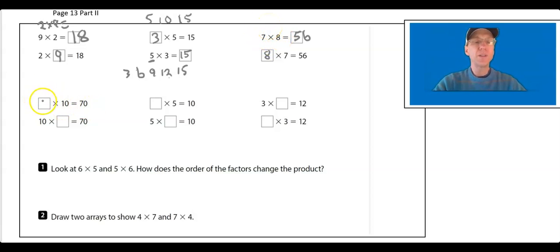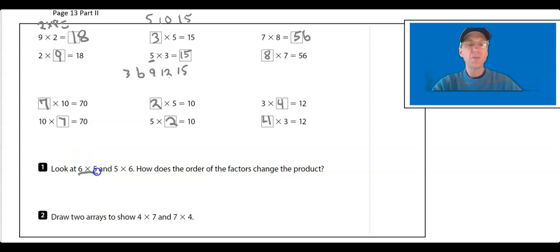What times 10 is 70? Okay. 10 times what is 70? All right. What's going to go here? 2. So what's going to go here? 2. You got it. 3 times what is 12? Now this is probably one you're very familiar with. 3 times 4. So what goes here? 1, 2, 3. Hope you said 4.